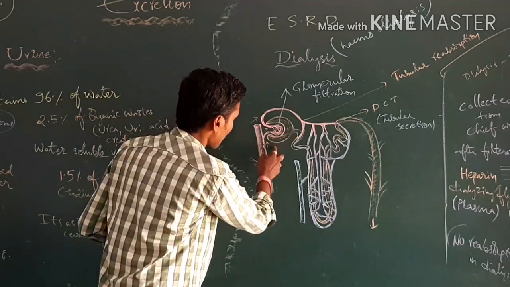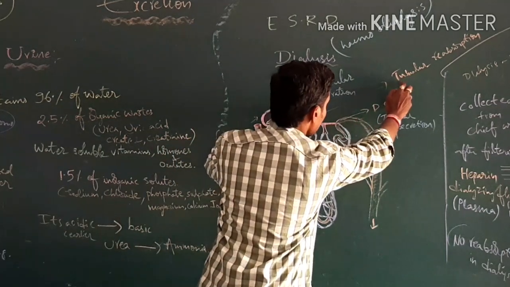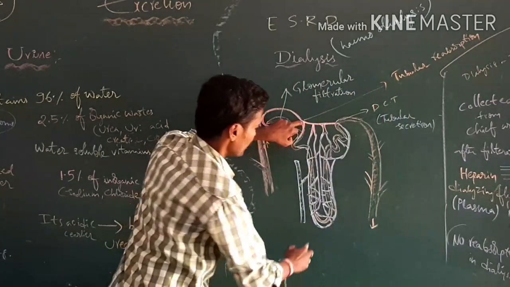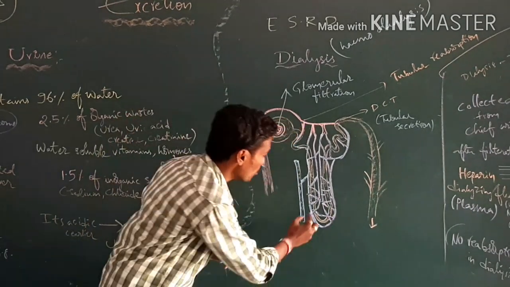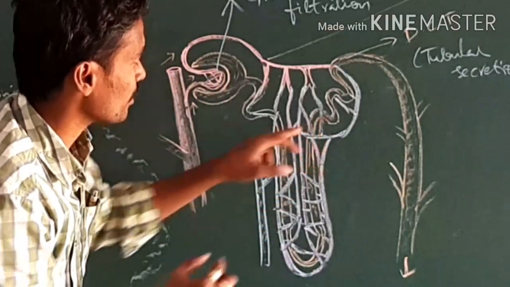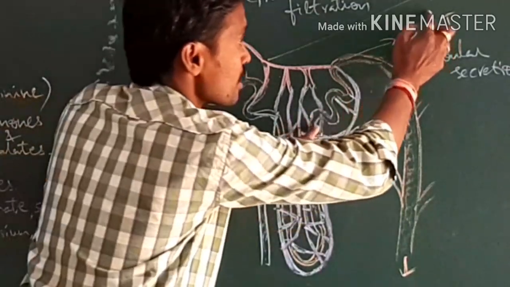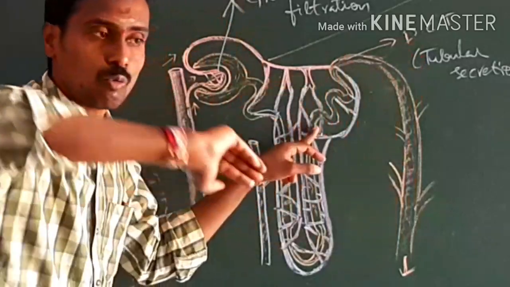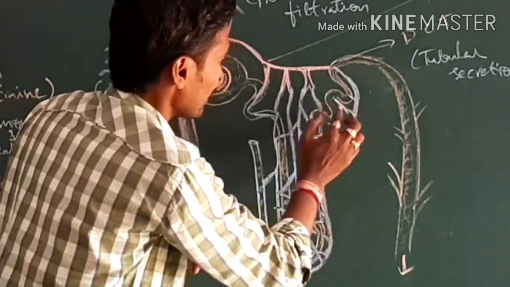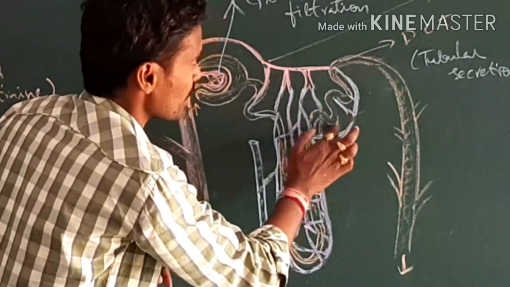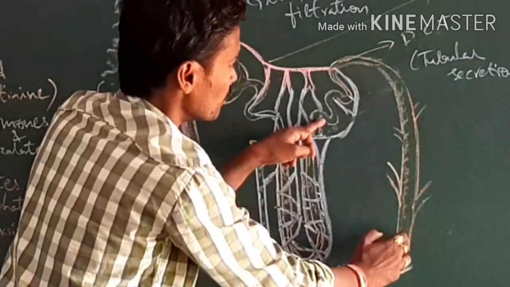Here, this is the cup part, this is the PCT part where tubular reabsorption is going on, and this is U-shaped, looks like a hairpin. That is called the loop of Henle. Later we observe some convolutions. DCT means distal convoluted tubule, the secondary position. Later it enters into the collecting tubule.